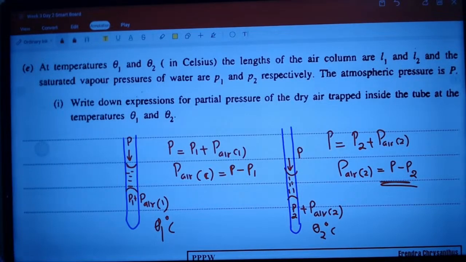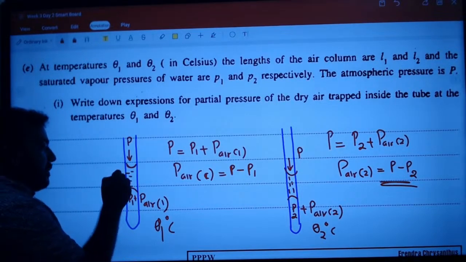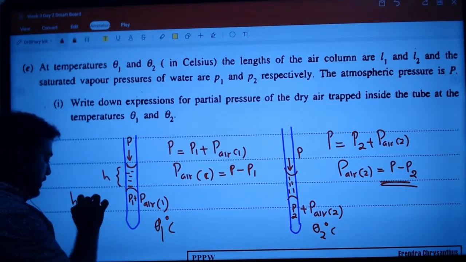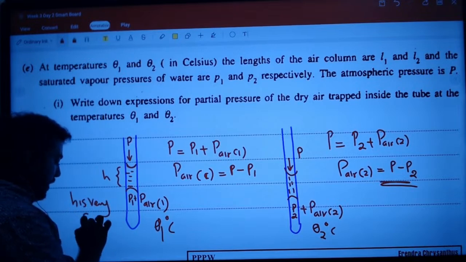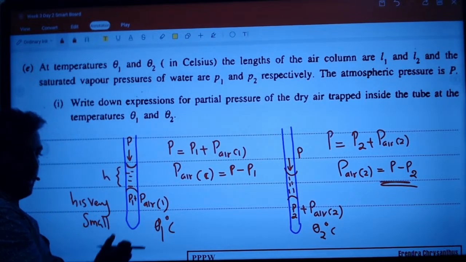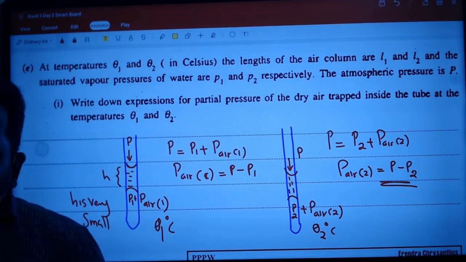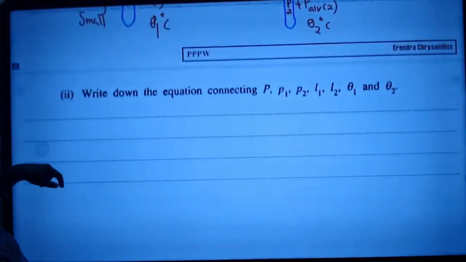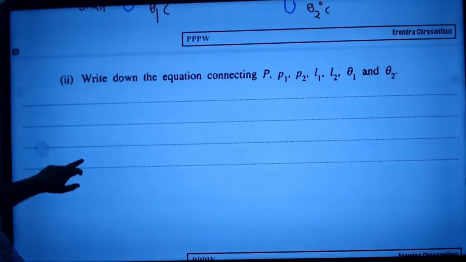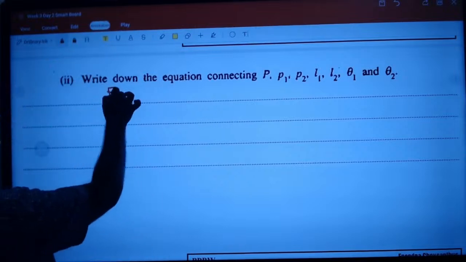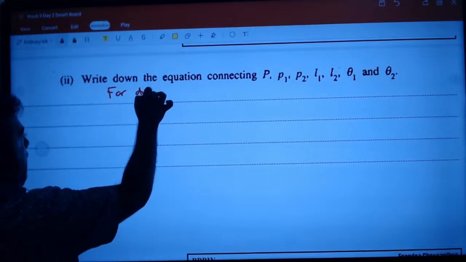Okay. So somebody might ask, can't we apply H rho G? H is very small. You can't apply H rho G. Directly you can say P balances by P1 plus air pressure at that particular instant. Write down the equation connecting all of this. So we are applying for air. For dry air you can apply.